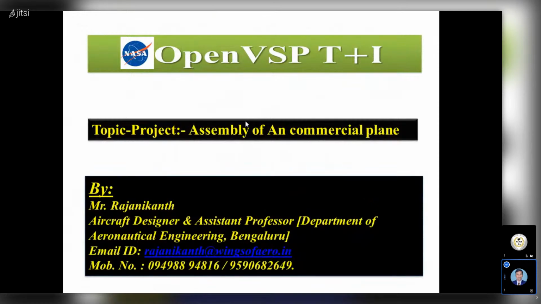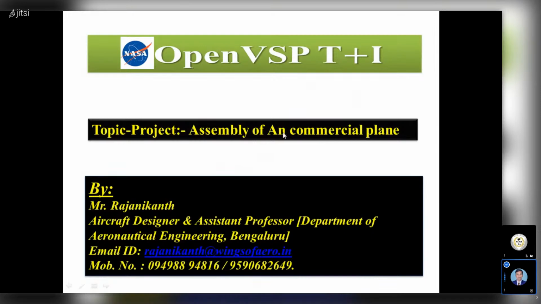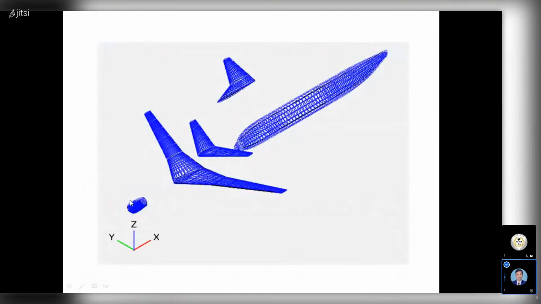We will be completing our assembly of a commercial plane. As we know, we have done with the duct or engine component, our main wing, horizontal stabilizer, vertical stabilizer, and also the major component, the fuselage. So we will call all those components in our OpenVSP and do the assembly of a commercial plane. These are the parts which we have covered.